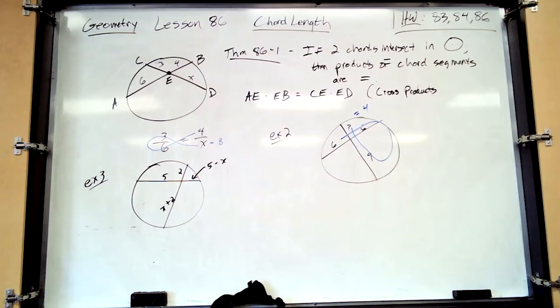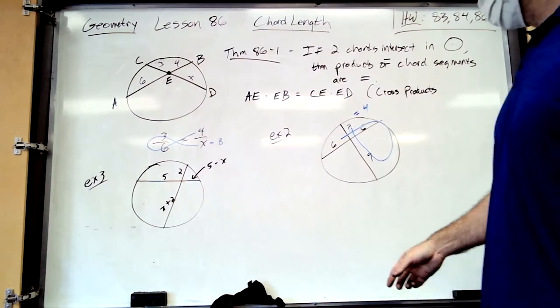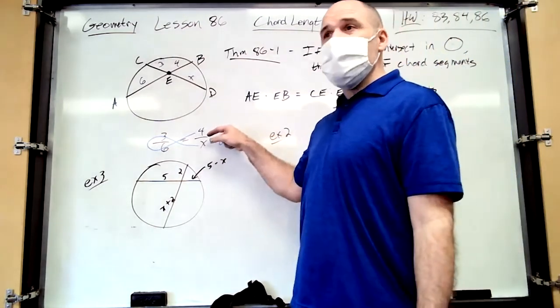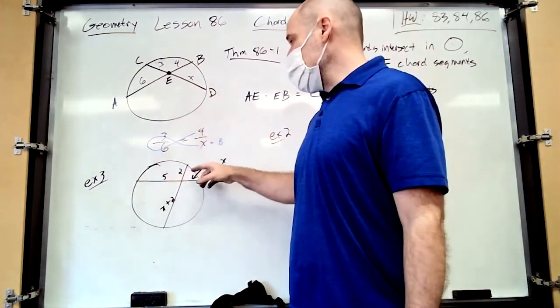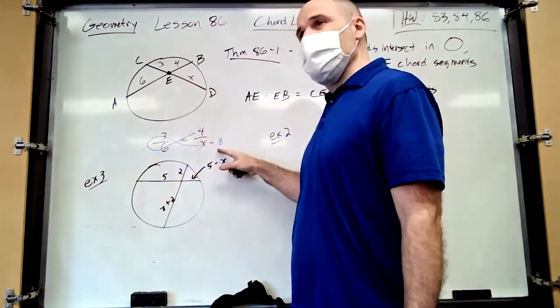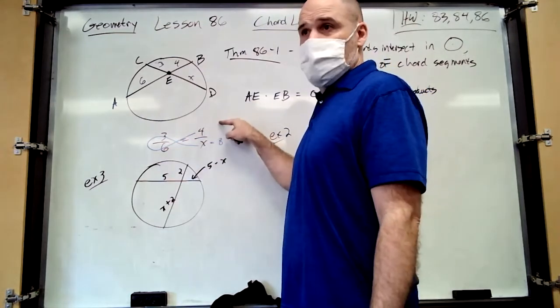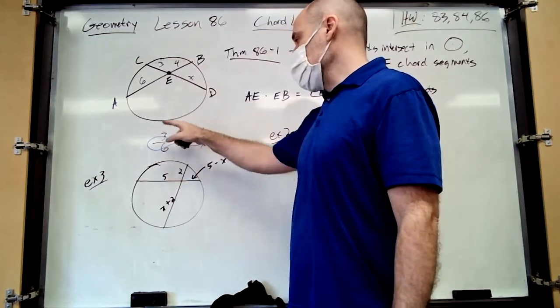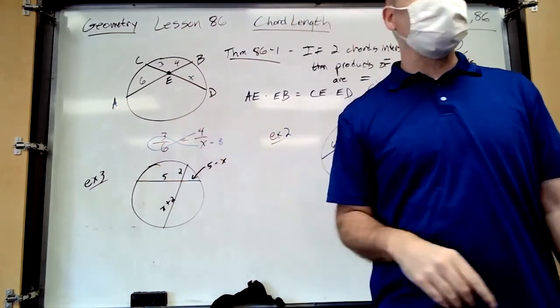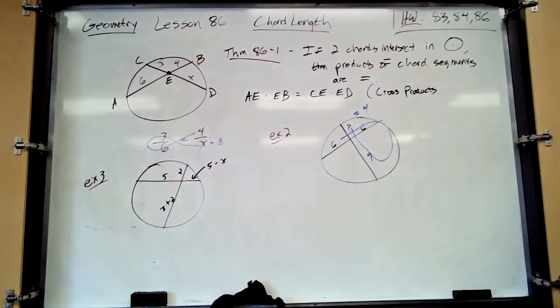So that's setting the cross products equal to each other. So you got that proportion right. Instead of doing the fish method, just say 3x equals 24. So 3 times x has to equal 24.